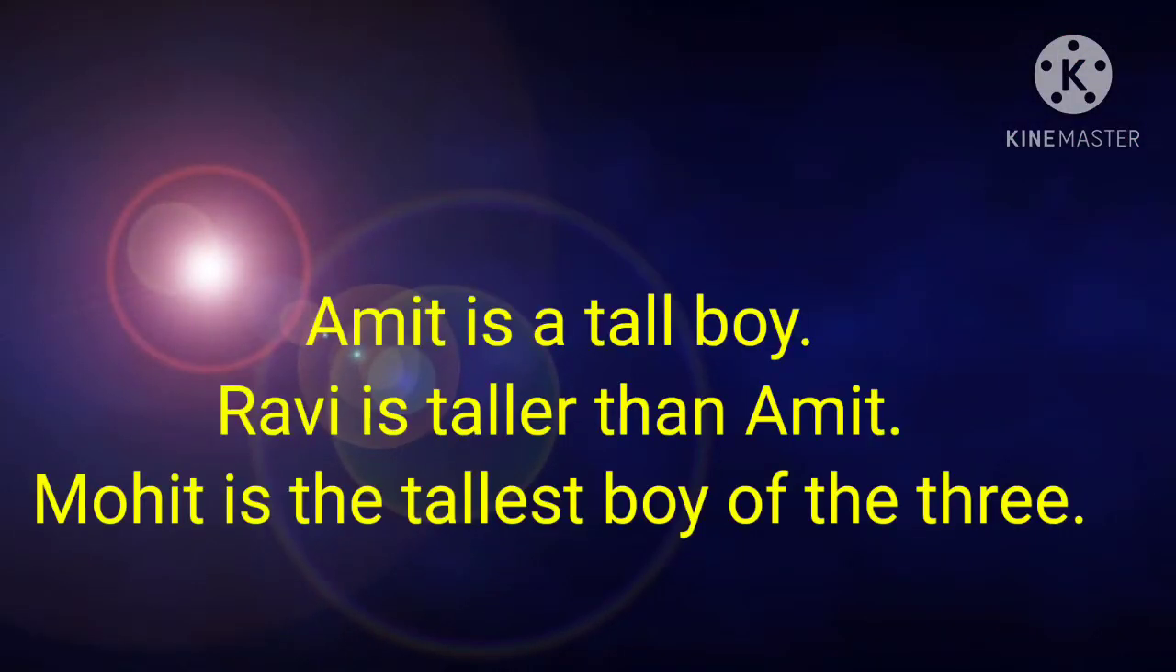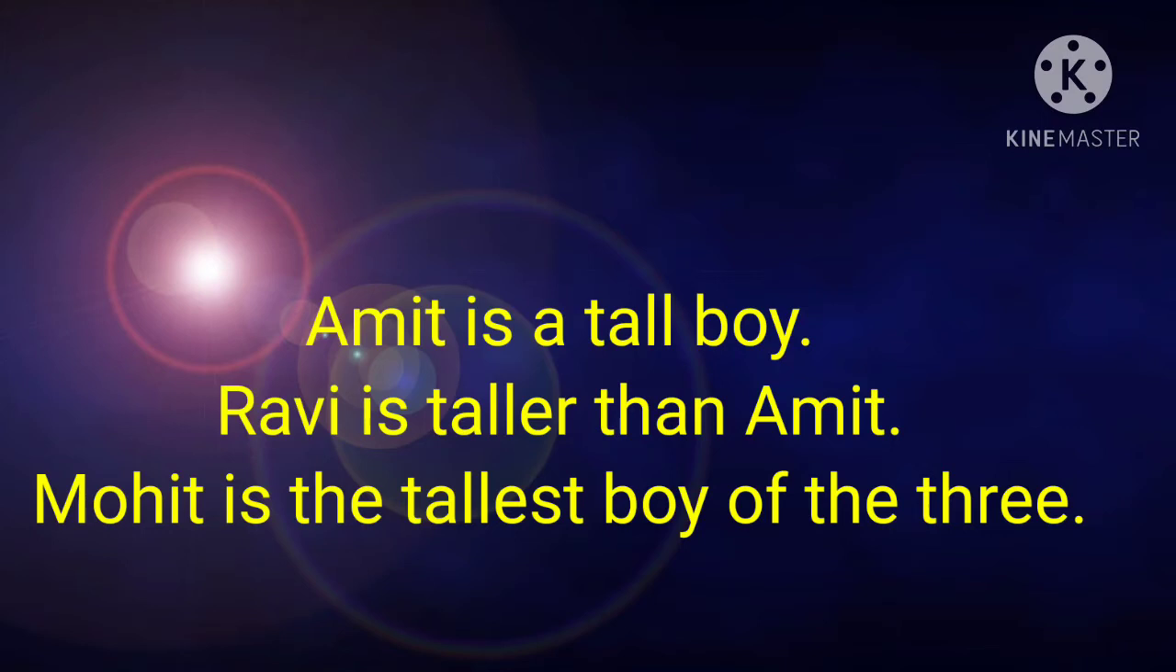Now, let us see some examples. Amit is a tall boy. Ravi is taller than Amit. Mohit is the tallest boy of the 3. Here, in the first sentence, Amit is a tall boy. You can see there is no comparison in this sentence. The quality of a person is described. There is no comparison, so tall is positive degree.